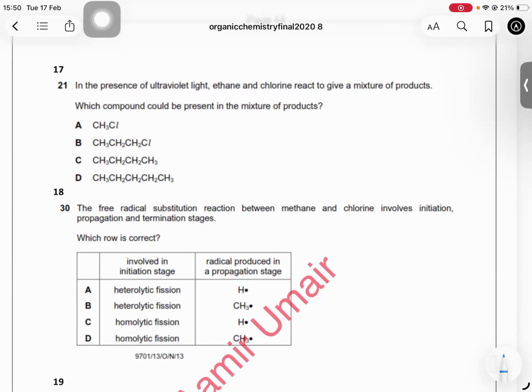Today we're going to discuss some reactions related to the reaction of alkanes and free radical substitution.